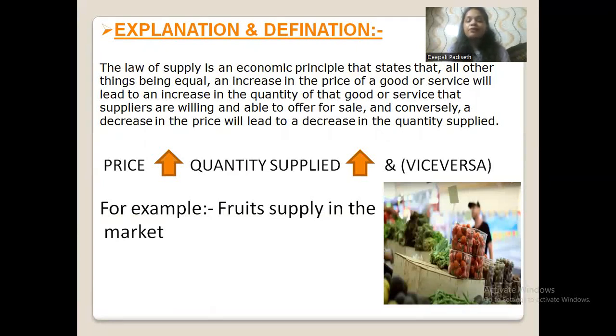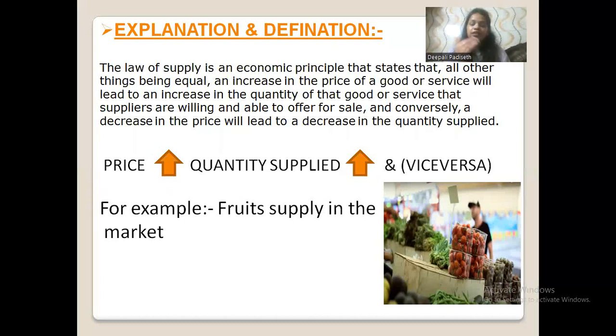The law of supply is an economic principle that states, all other things being equal, like all other things being constant, if there is an increase in the price of a good or service, then it will lead to an increase in the quantity of that good or service that suppliers are willing and able to offer for sale.